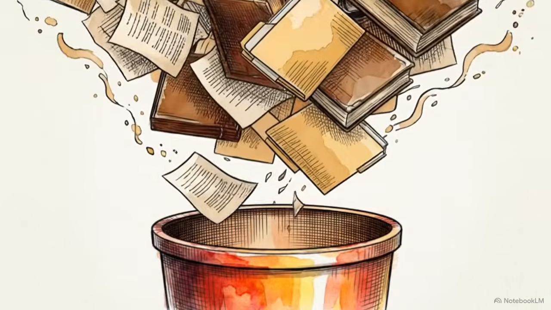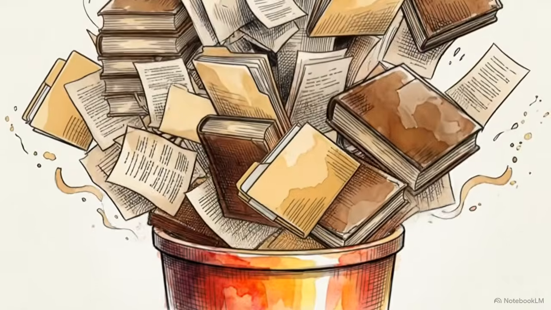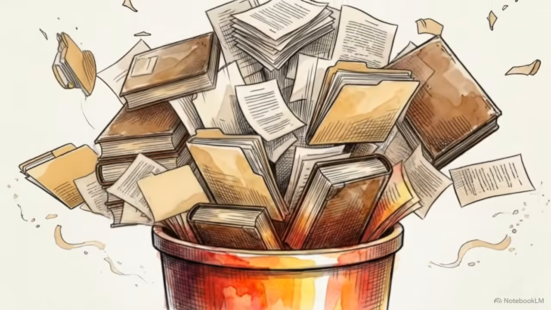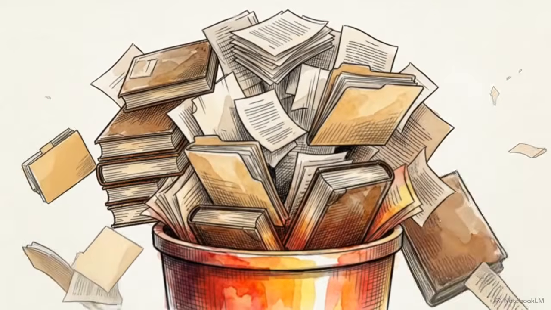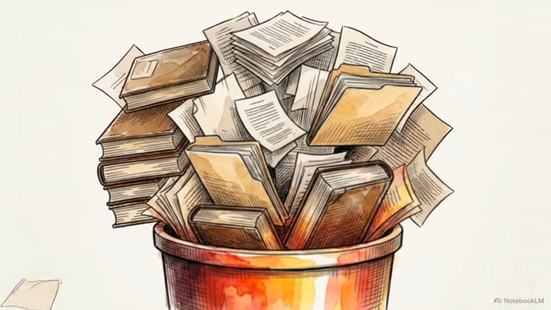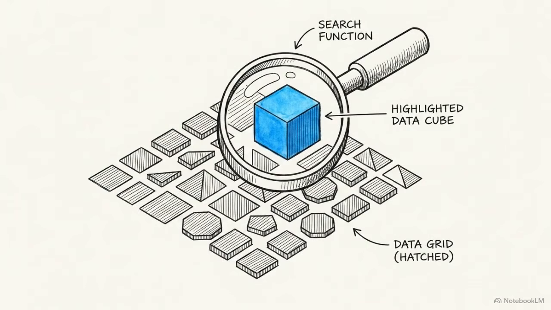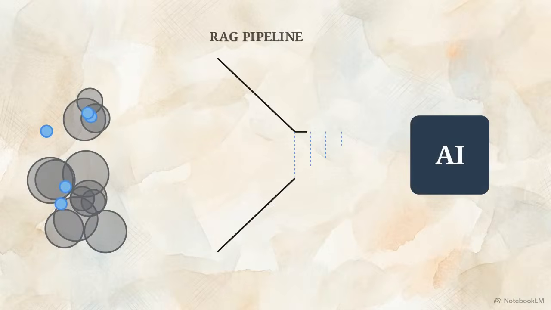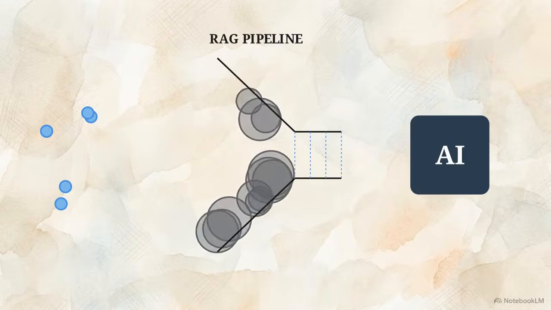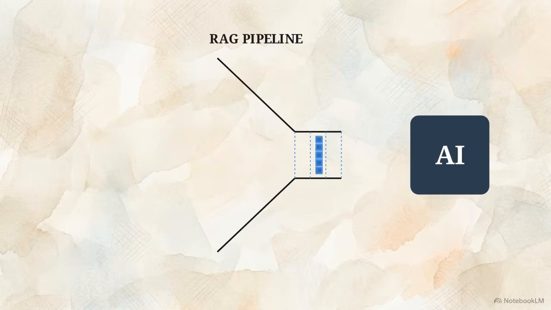The first approach is long context. This is the brute force method of simply dumping raw, massive files directly into the AI's prompt window. The second approach is Retrieval Augmented Generation, or RAG. This is an engineering method where you build a pipeline to search your data, filter out the noise, and deliver only specific, highly relevant snippets to the AI.